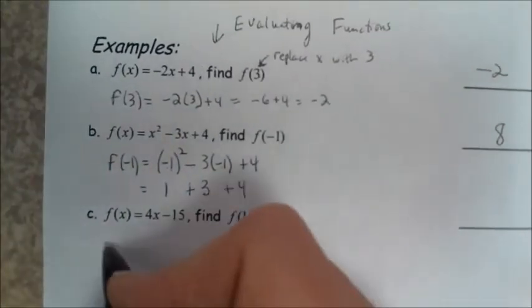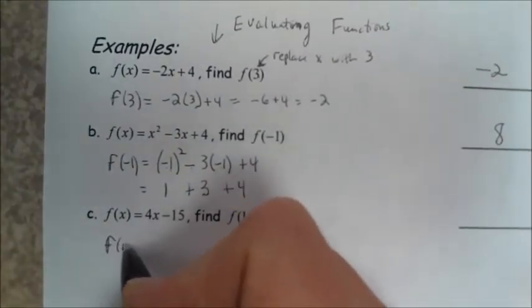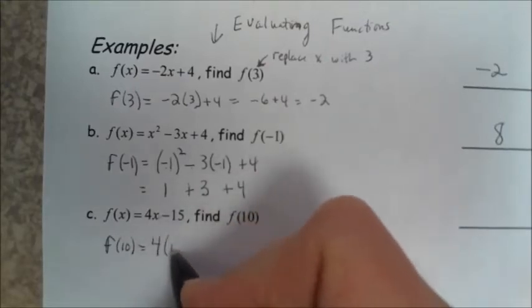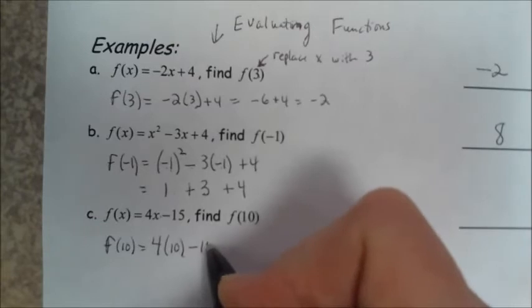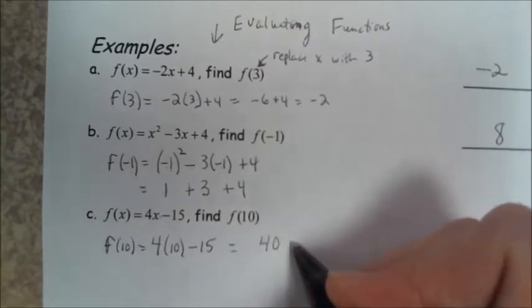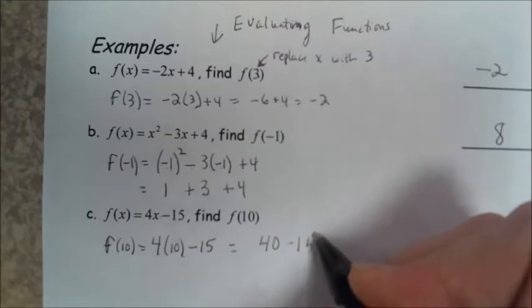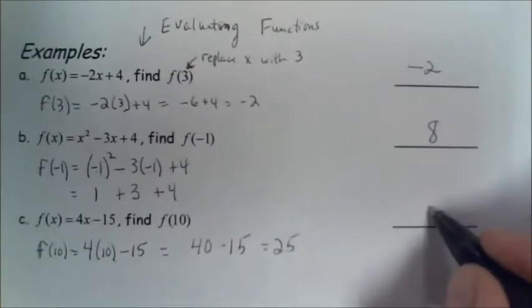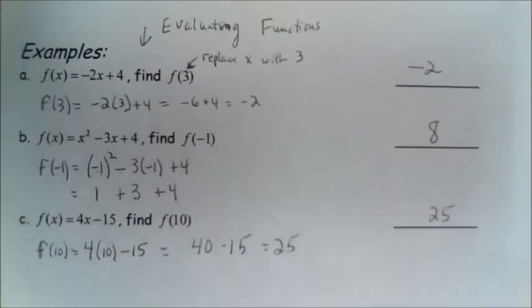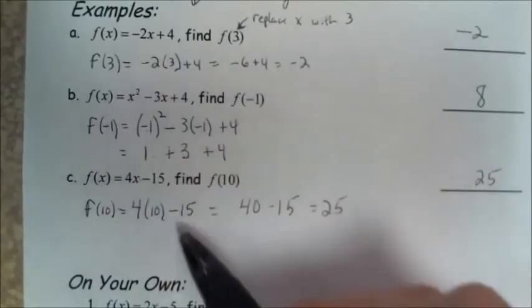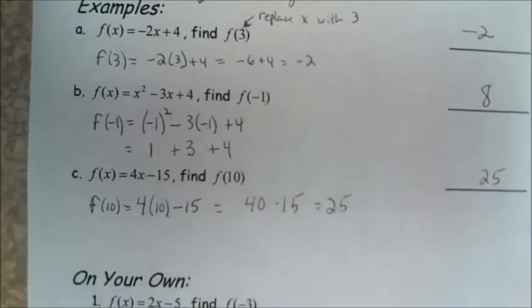And the last one, f of 10. Replace the x's with 10s. Well, there's only one x. So 4 times 10 minus 15. 4 times 10 is 40, and 40 minus 15, well, 40 minus 10 is 30, minus another 5 is 25. So we've got 25 here. So that's how you evaluate functions. It's just a substitution, or you replace the x with whatever is in parentheses.